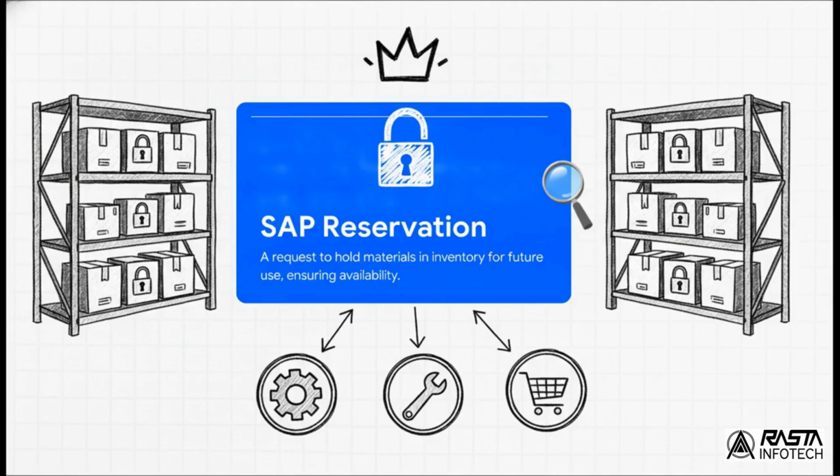Very simply, it's a request to hold materials in inventory for future use, guaranteeing they're actually going to be there when you need them. Think of it like a VIP hold for your most essential materials. It guarantees your stock is allocated to specific, prioritized orders, whether that's production, maintenance, or sales, before anyone else can use it. You are effectively putting a digital padlock on the materials you need to keep things running, completely stopping those really costly unexpected stockouts dead in their tracks.